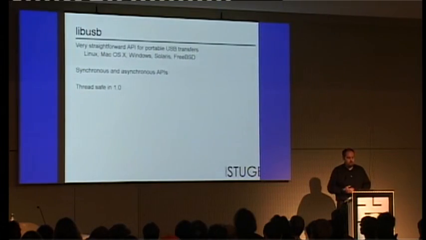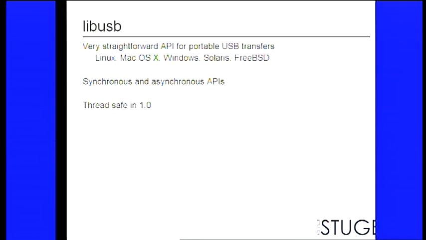And libusb. Libusb is a really straightforward API for doing USB transfers across a whole bunch of operating systems. Linux, Mac OS, we support Windows. Some versions of the API work on Solaris, and FreeBSD also has a libusb compatible API.